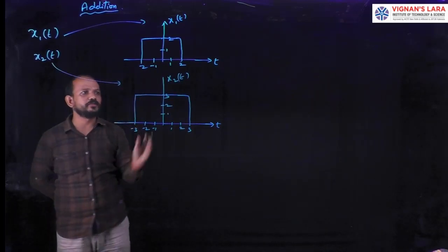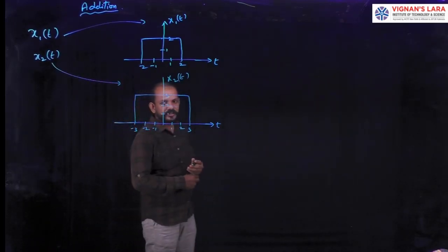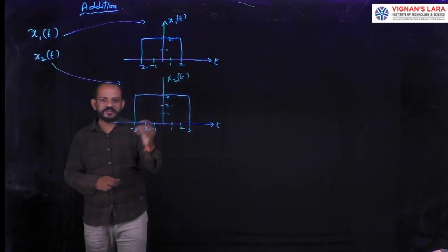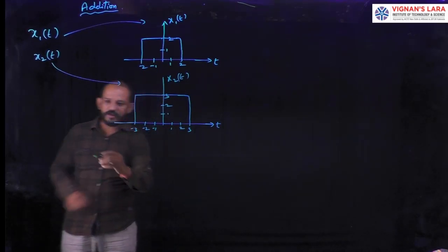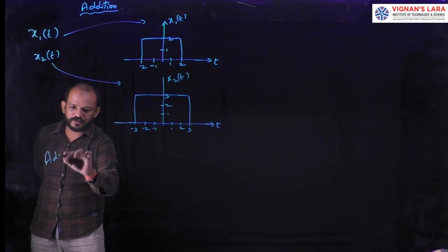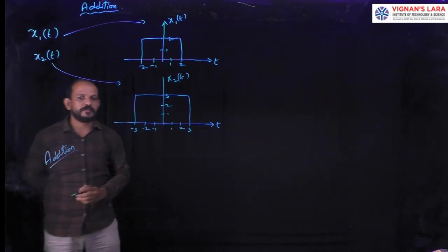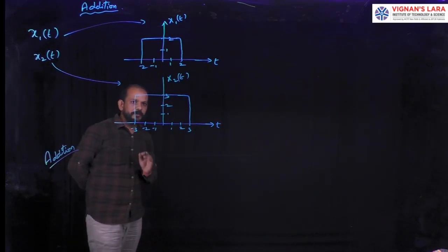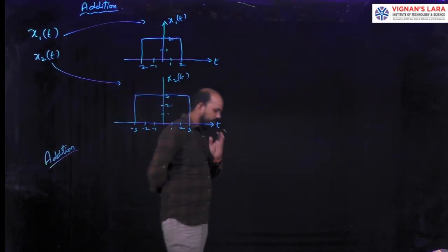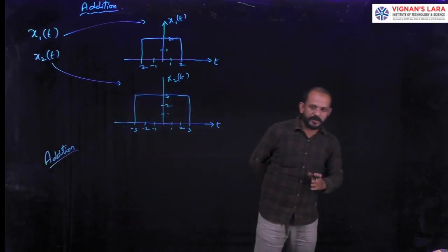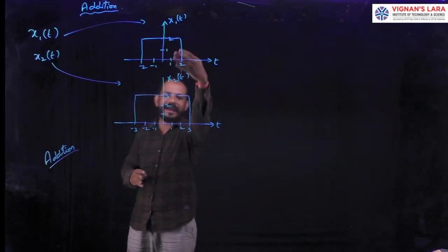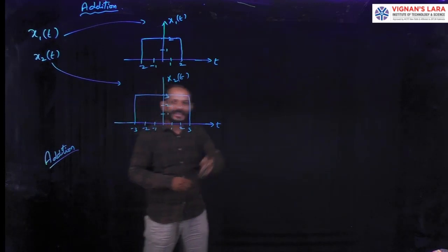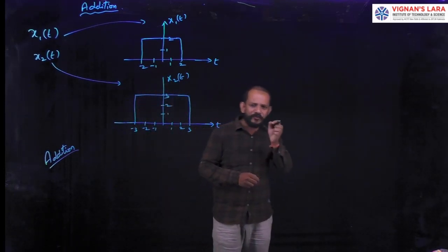So here I consider two signals: one is x1 of t, another one is x2 of t. On these, I have to perform the operation of addition. So how will you perform it? Simple. The addition operation is performed just by adding the values of the two continuous signals at every instant of time.